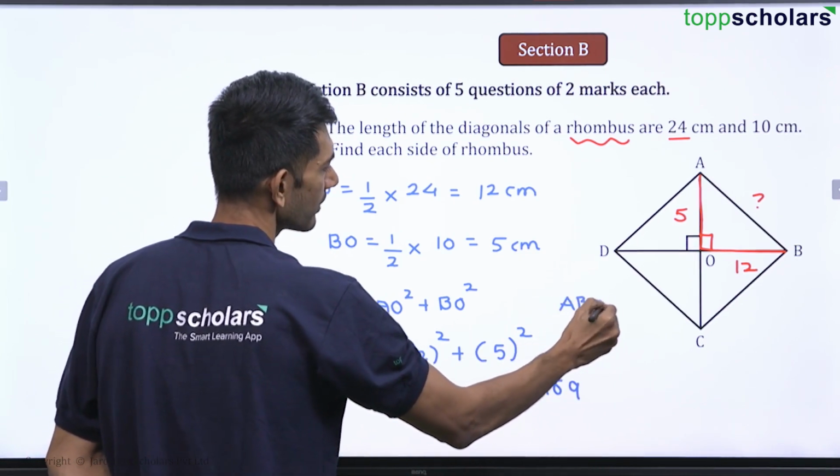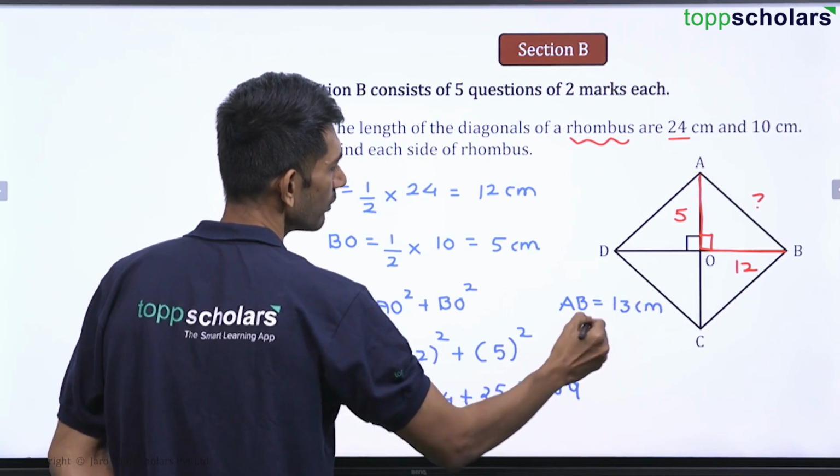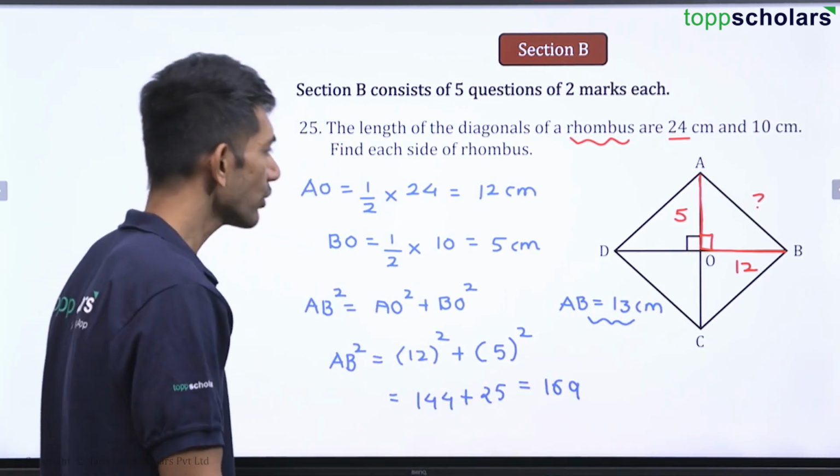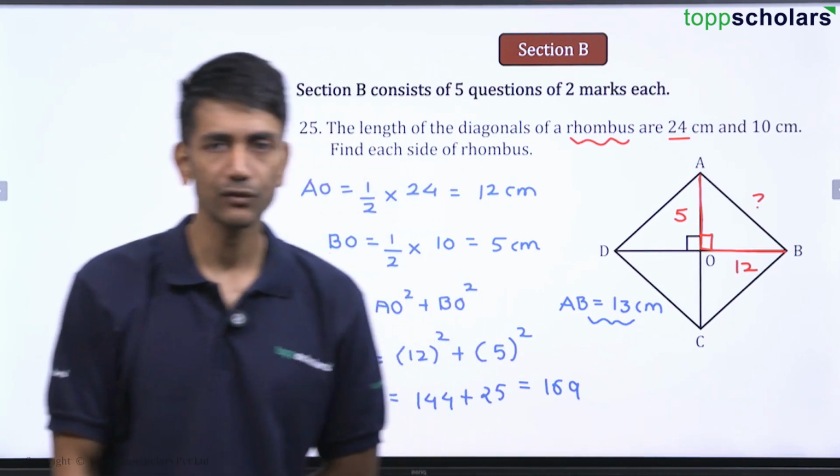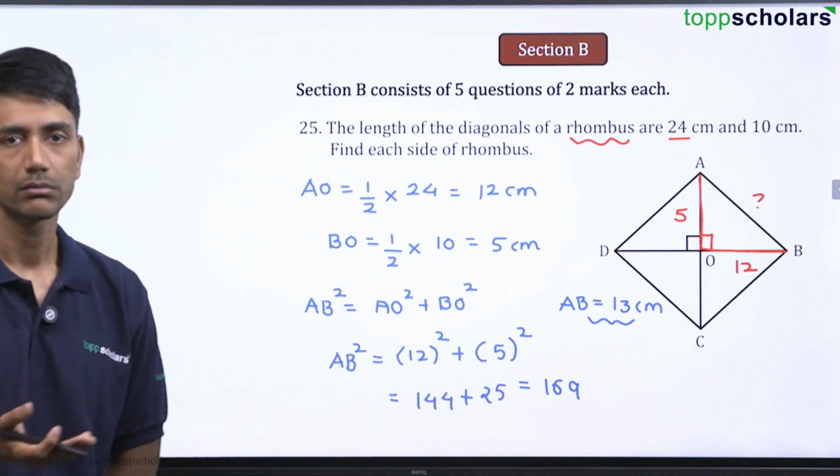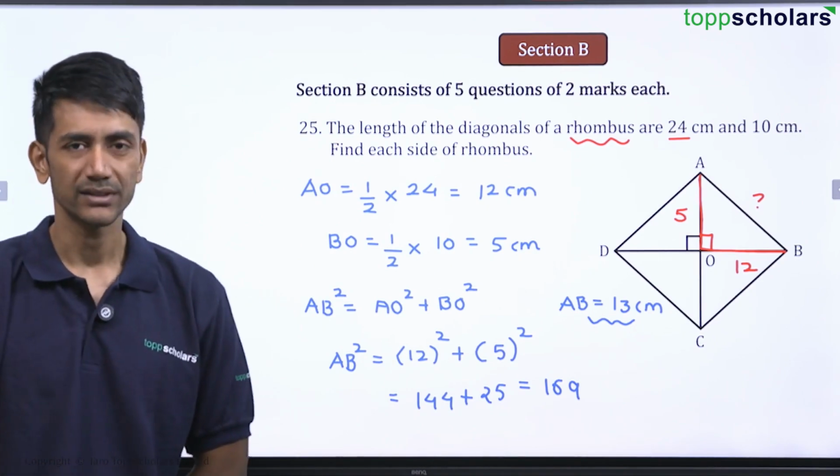So directly you can mention that the length of each side of the rhombus is 13 centimeters. Because see, once you get one side, we know that all the sides of the rhombus are equal. So you don't have to find out or apply Pythagoras theorem 4 times there, right?